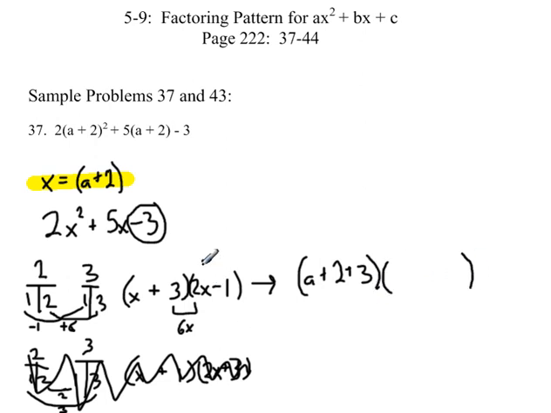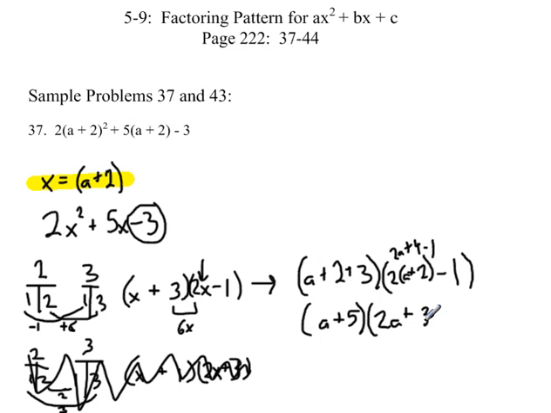Now you notice here you've got 2 times x. So that's going to be, I'm going to nest parentheses here, 2 times a plus 2 minus 1. Now you can simplify within these parentheses. That's going to be a plus 5. And your second set, this is 2a plus 4 minus 1. So you have 2a plus 3 to arrive at your answer.